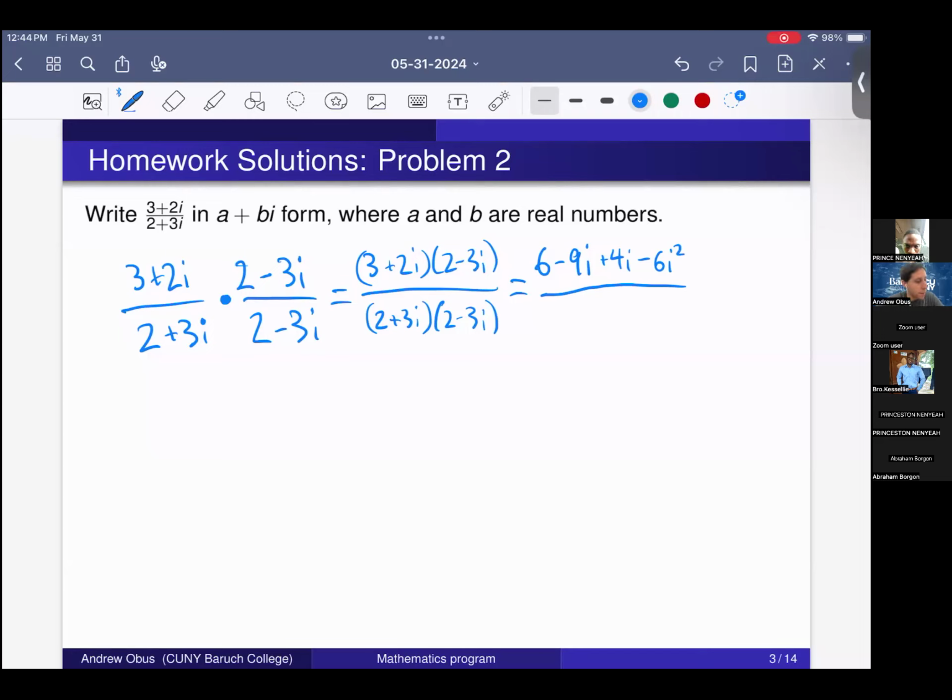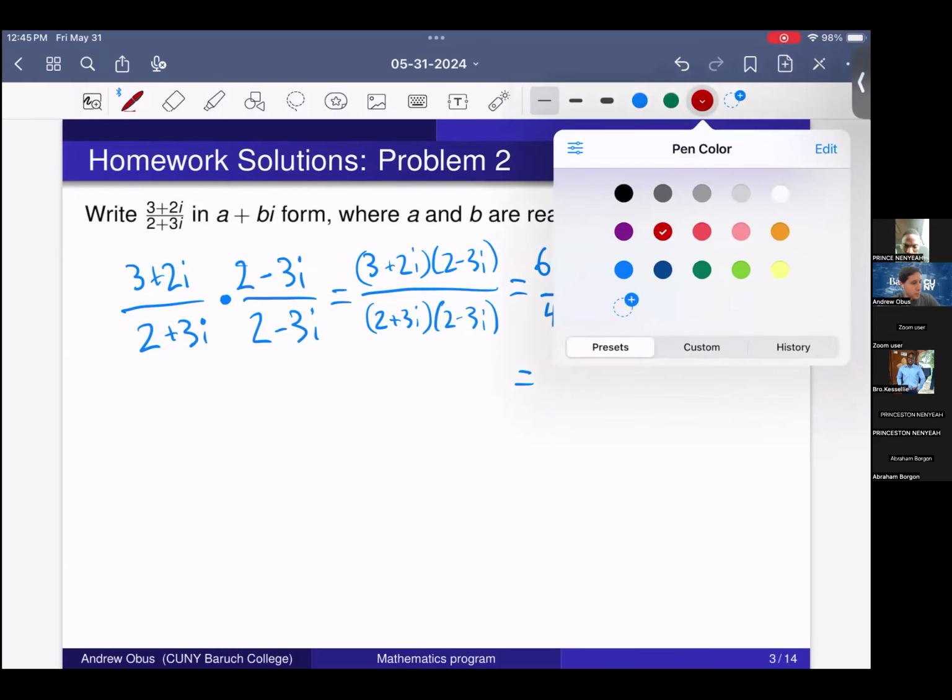And then in the denominator? 4. Minus 6i. Plus 6i. Minus 9i squared. Great. Now we can simplify a little more. In the denominator, the minus 6i and the plus 6i cancel each other out. So in the numerator, what does this leave us with? 6.